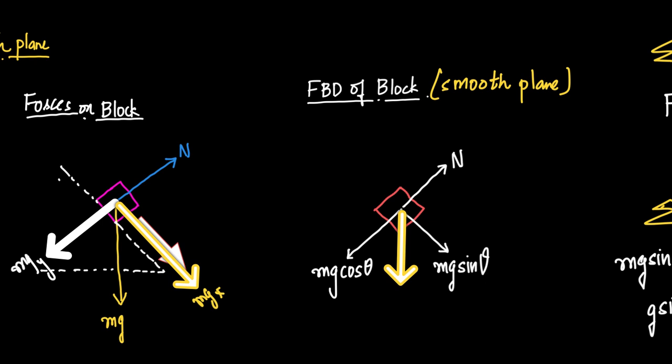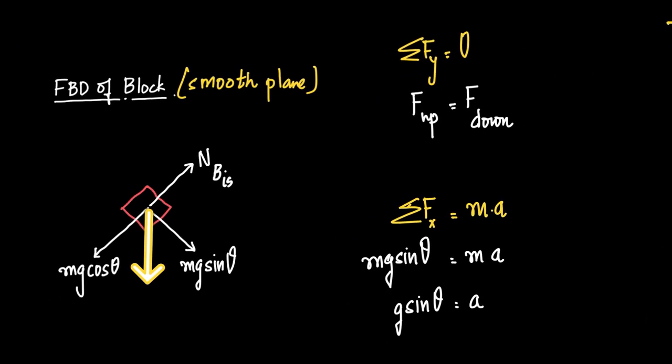Now the only other force acting here is the normal reaction. To be more precise, this is the normal reaction on the block due to the inclined surface. It is this inclined surface which is providing the normal reaction on the block. Okay, so we have the free body diagram. Now let us use the conditions: sigma fy is equal to 0 and sigma fx is equal to ma.